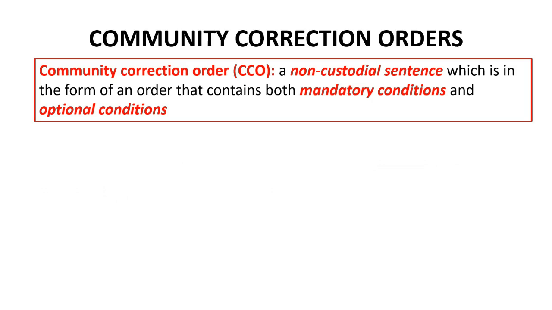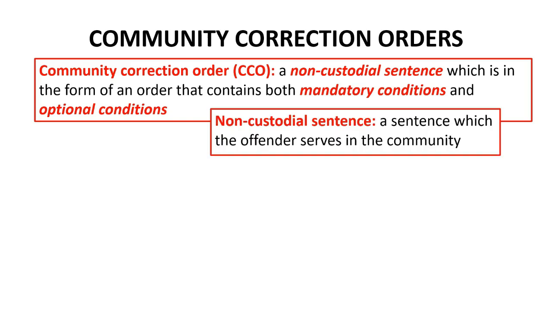A community correction order, or CCO, is a non-custodial sentence which is in the form of an order that contains both mandatory conditions and optional conditions. A non-custodial sentence is a sentence which the offender serves in the community. Look down the left-hand side of your vocabulary sheets, find the terms community correction order and non-custodial sentence and write these definitions in there. In a moment, I will explain to you what mandatory and optional conditions are. But first, here are a couple of important points that you must know about community correction orders.